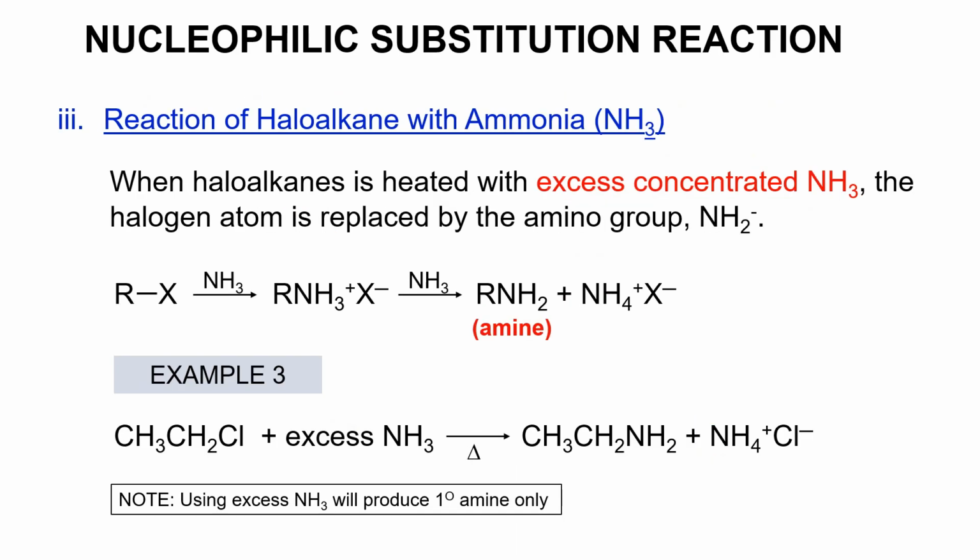Reaction number 3 is the reaction of haloalkane with ammonia, NH3. When haloalkane is heated with excess concentrated ammonia, the halogen atom is replaced by the amino group NH2. So for example 3, as we can see, the chlorine atom is replaced with the amino group NH2. So note that using excess ammonia will produce only primary amine.